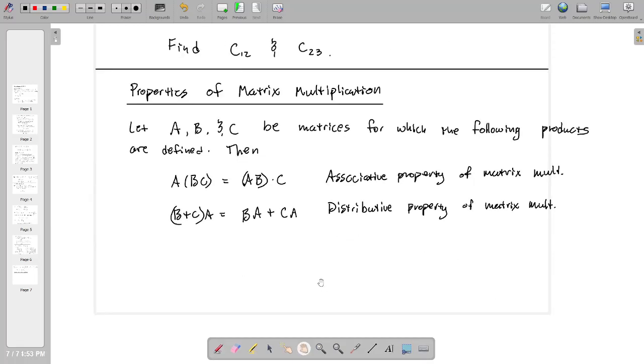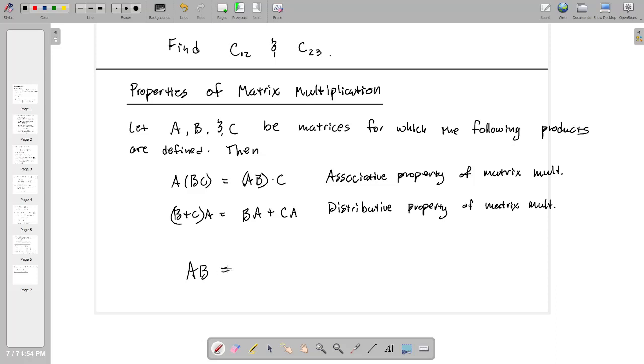Well, there's a couple things I want to say here really quickly. One, notice here in the distributive property that this is not A times B. When we distribute our A, it distributes on the right side of the product. So B times A and C times A. And that's because the other thing that you should notice, the commutative property of matrix multiplication does not exist. There is nothing here about being able to commute A and B.